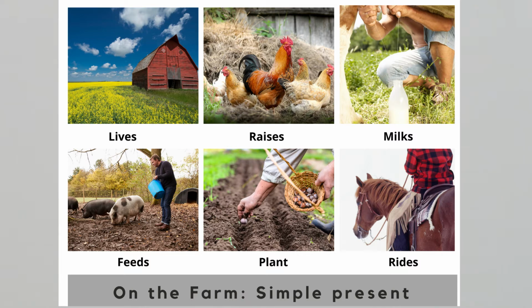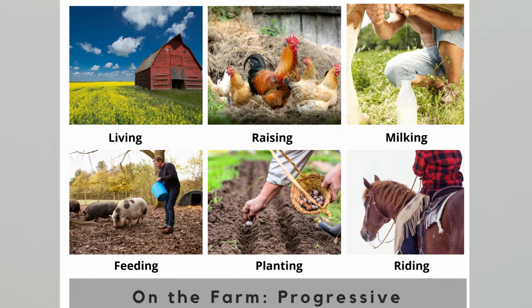Now let's look at Jim's story in the progressive form, or the present continuous. Jim is living on the farm. He is raising chickens. He is milking the cow. Now he is feeding the pigs. He is planting seeds and riding his horse.